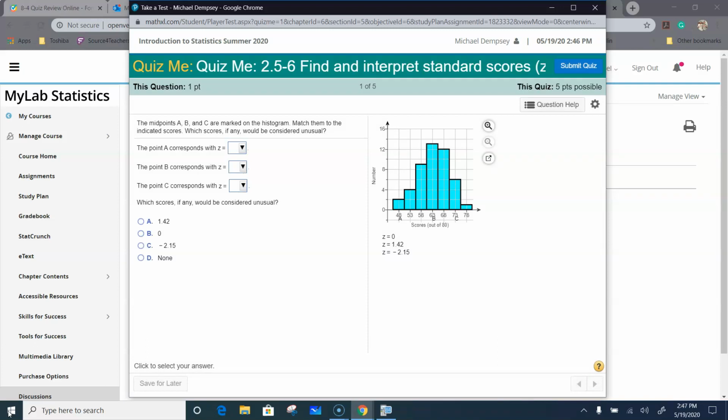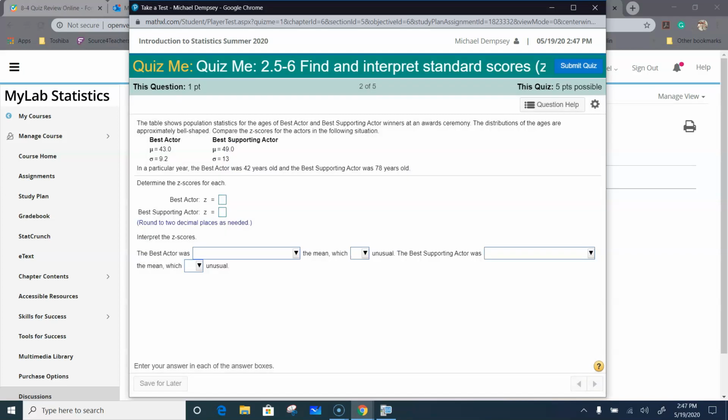Okay, so the midpoints A, B, and C are marked on the histogram, right? So A midpoint is at 48. Which scores, if any, would be considered unusual? So this doesn't even require that we calculate the z-scores. I can see that A is below the mean, so it has to be a negative z-score. B is right around the mean at 63, so that's a z-score of 0, and C is above the mean, so it'd be positive. Unusual z-scores are less than negative 2 or more than 2, meaning more than 2 standard deviations above or below the mean.